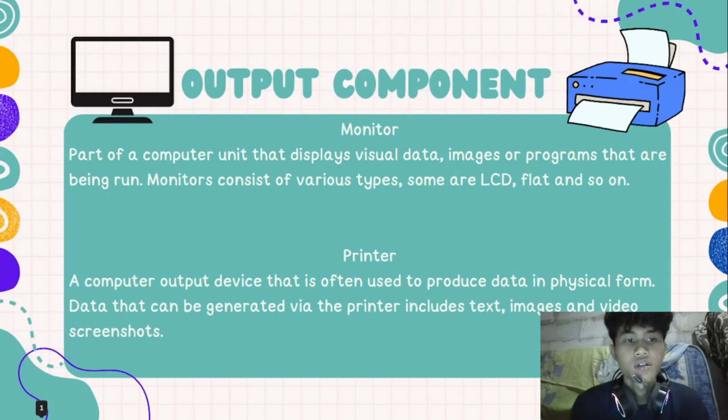Monitor, part of the computer unit that displays visual data, images or programs that are being monitored, consists of various types. Some are LCD, flat, and so on. Printer, a computer output device that is often used to produce data in physical form. Data that can be generated via the printer includes text, image, and video screenshot.